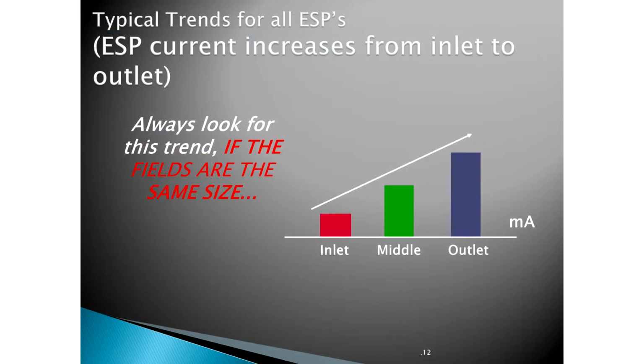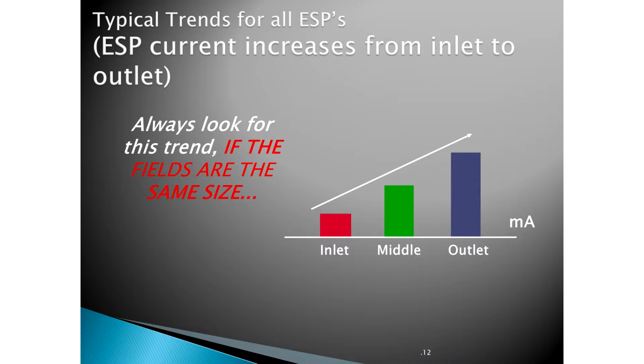So if there's one rule on precipitators, it's this, and you could expect it in any precipitator you review. Always expect the precipitator current to increase from inlet to outlet of the precipitator. No ifs, ands, or buts.